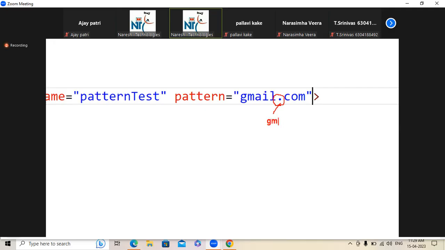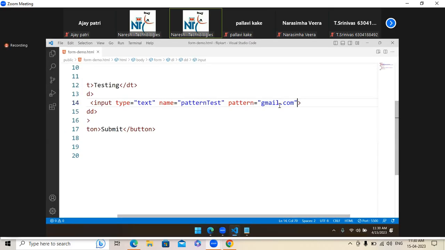If you type Gmail, a com, it will work. You type Gmail, one com, it will work. Gmail, some at com, like this, it will work. Right? It should not. What does this dot mean? The dot means single character.